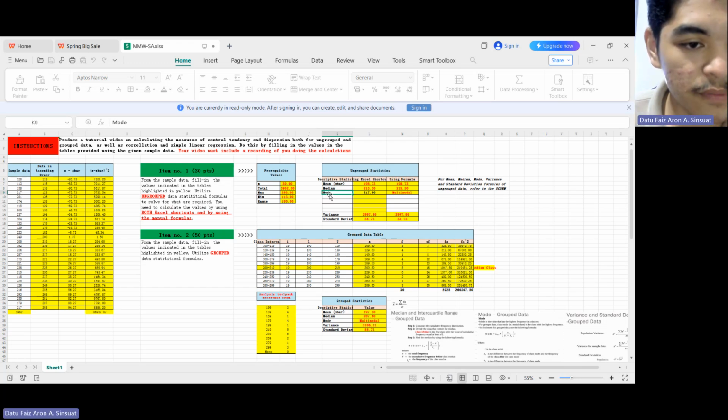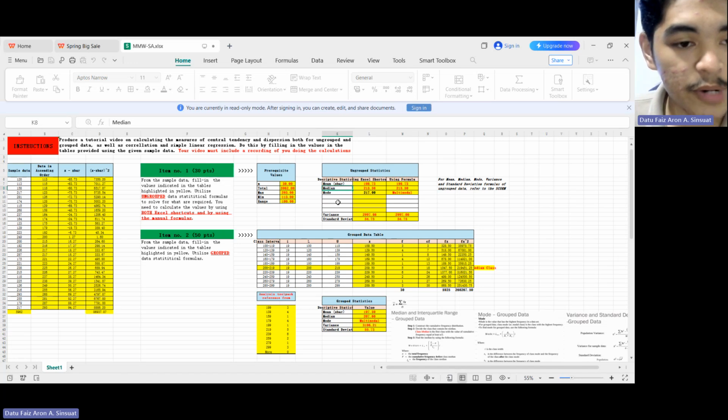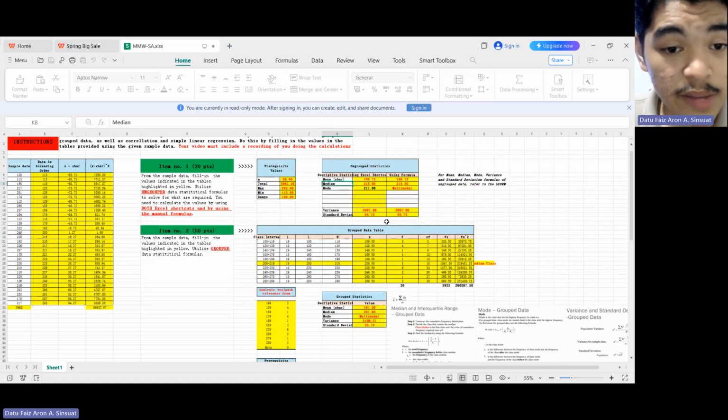For the average, type average, data range, and press enter. For the median, type median, data range, and then press enter again. For the mode, type mode, and data range, and then press enter. So the average is the usual number, the median is the exact middle, the mode is the most frequent.